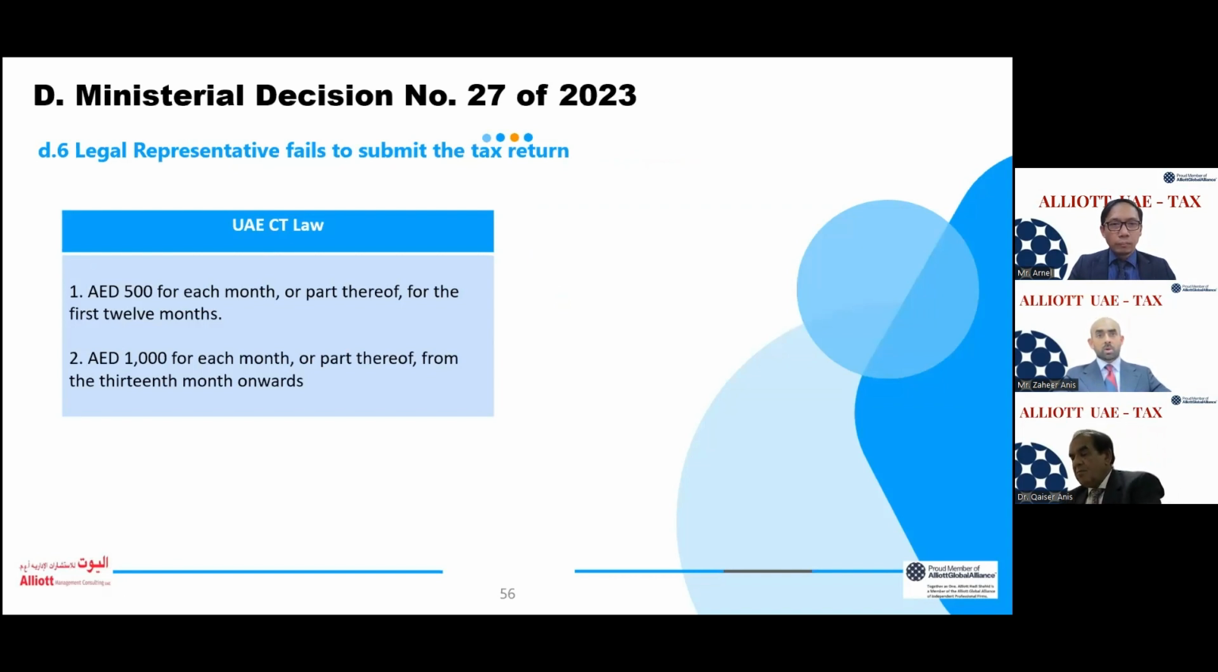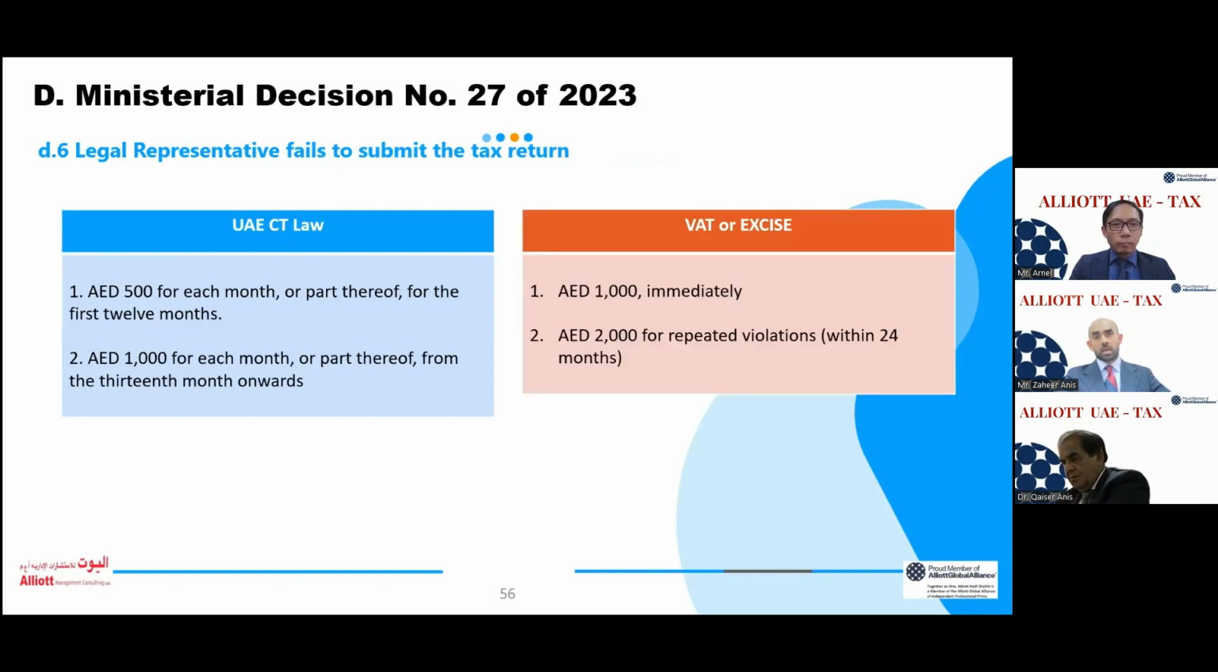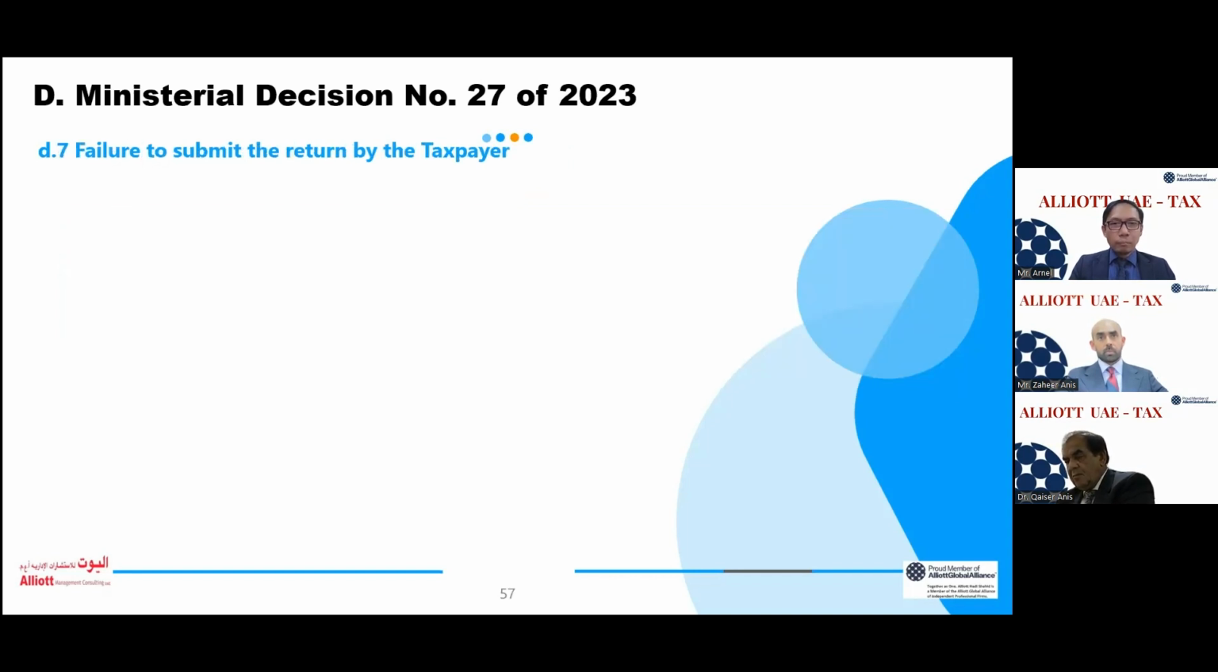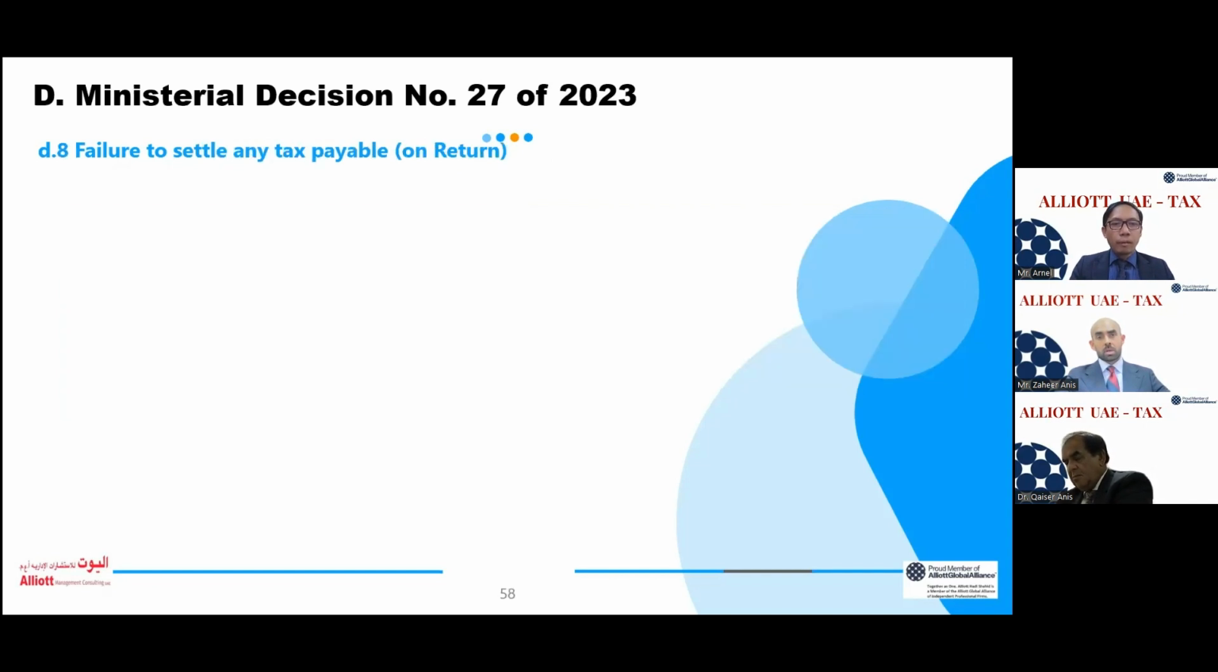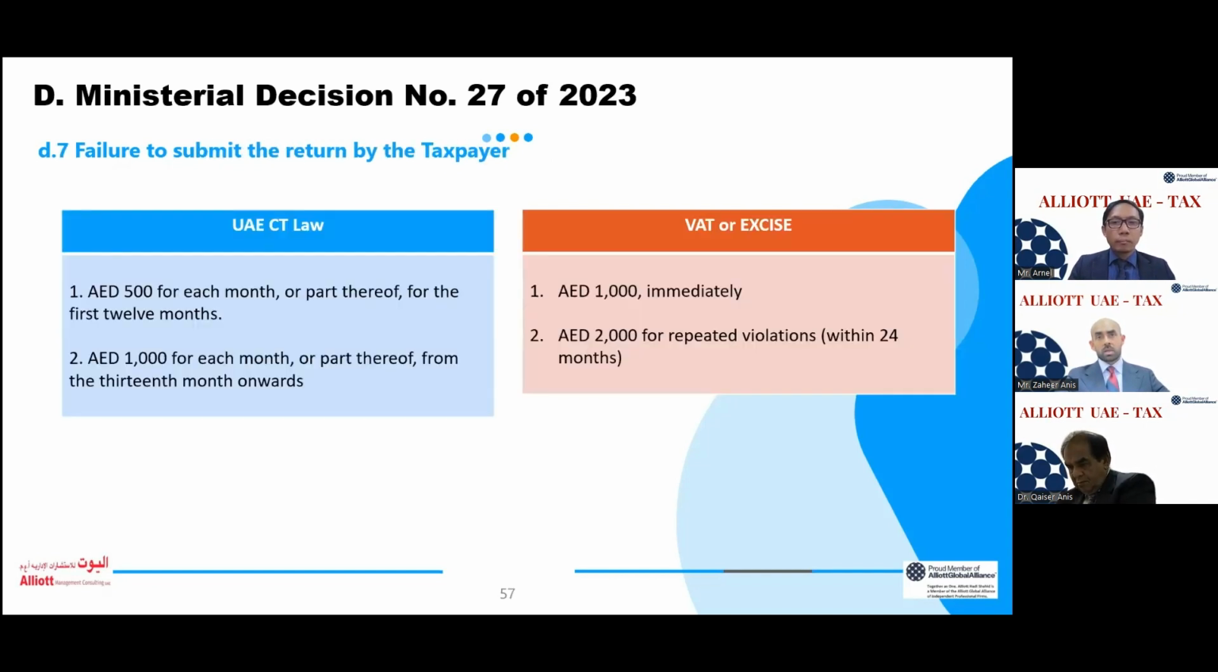And if that legal representative fails to submit the tax return, it's 500 dirhams for each month for the first 12 months, and 1,000 for each month from the 13th month onwards. For VAT, it is 1,000 immediately and 2,000 for repeated violations within the 24 months. Failure to submit the tax return: that is 500 for each month and 1,000 from the 13th month onwards. VAT has 1,000 immediately and 2,000 for repeated violations within 24 months.